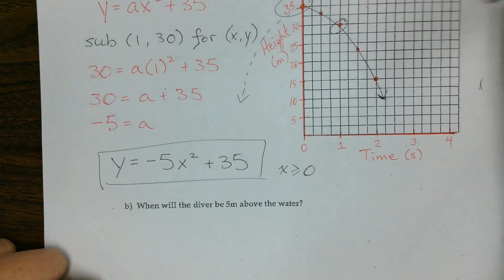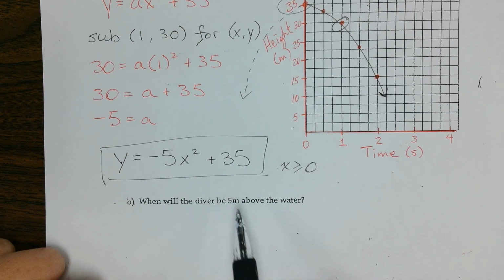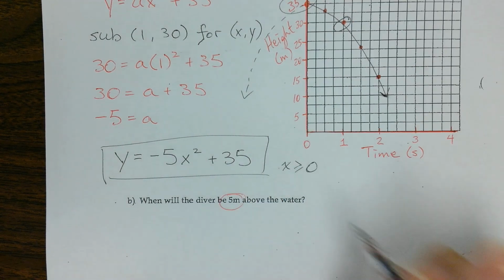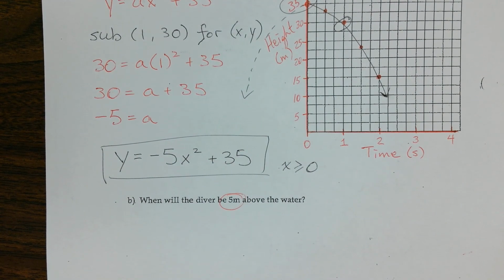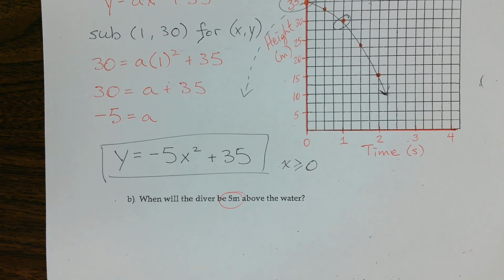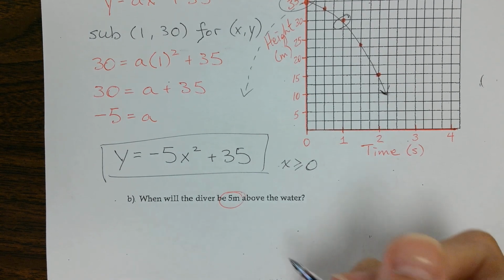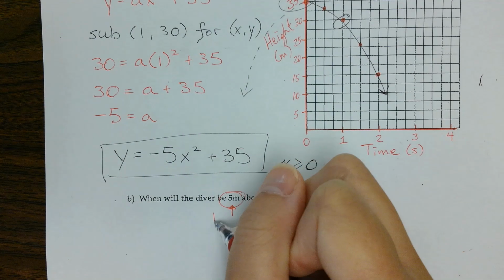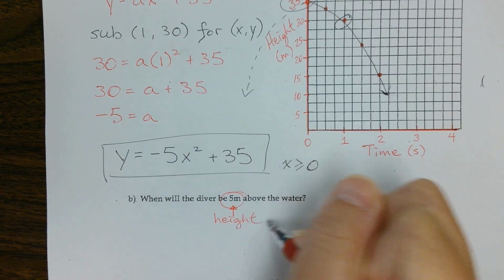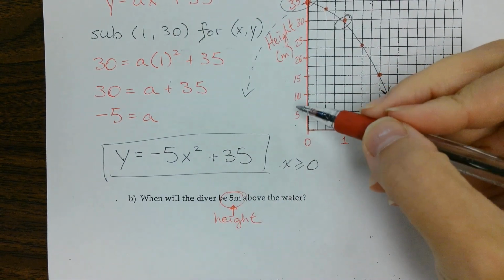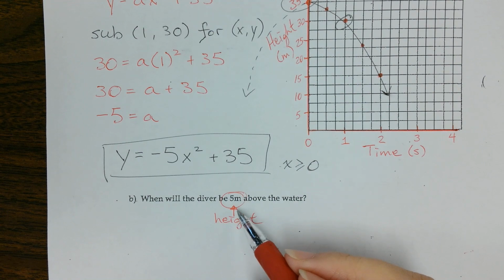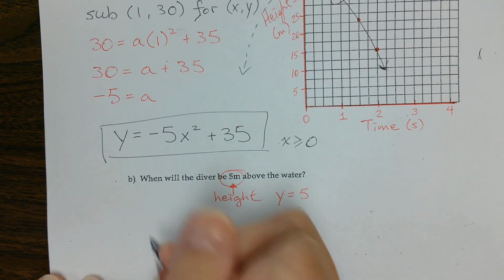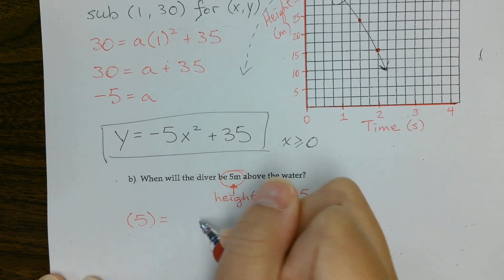Yeah. Okay, and then last part. When will the diver be 5 meters above the water? So where should I sub in this 5? Kelly? Because 5 is the y value. Yeah, it's the y value. So you sub in the y. Yes, this is height. Remember, your x was the time, your y was the height. Since this is a height, that means y equals 5. So I'm going to substitute y equals 5 in here.